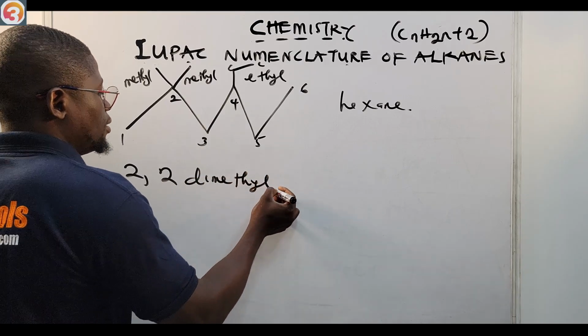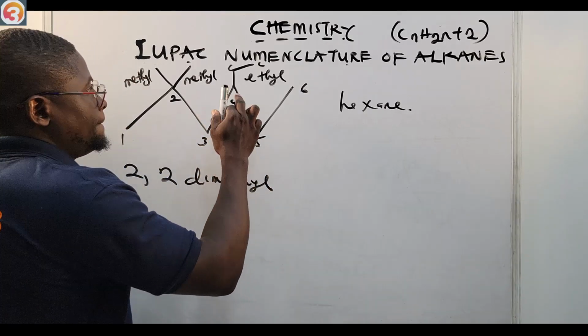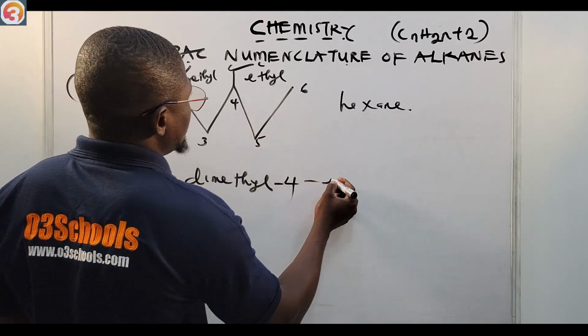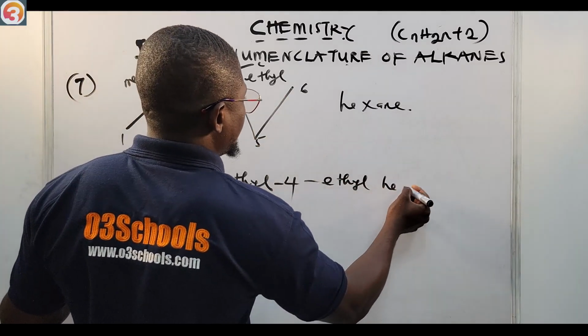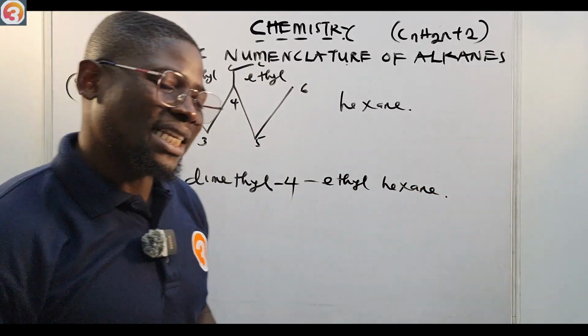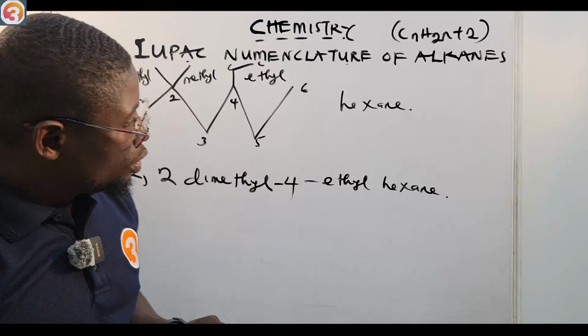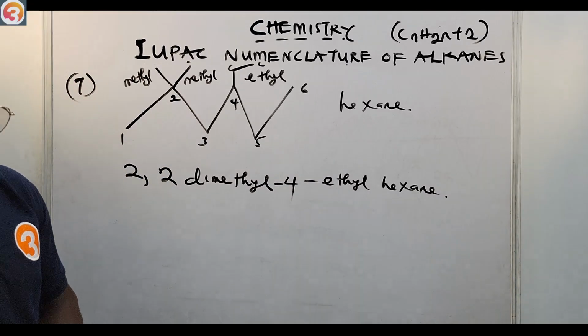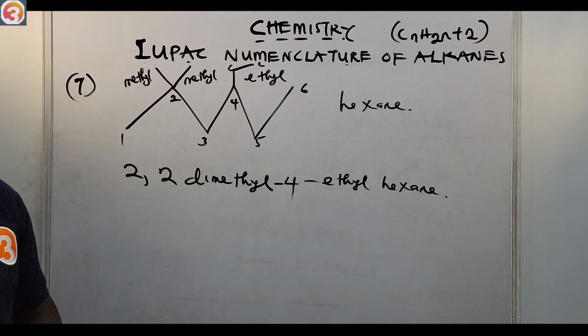Then we're going to have what now? 4-ethyl hexane. So now that will be the way we name it. But are we correct? Are we wrong? Is there something we need to check here to be sure that we are right or wrong? Yes, we have to take into cognizance the what?